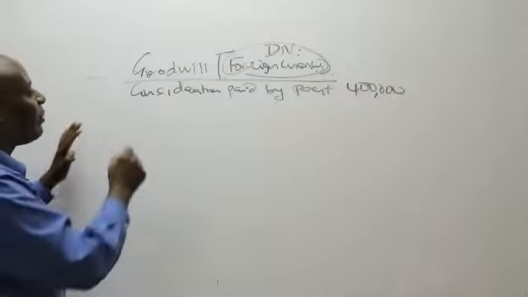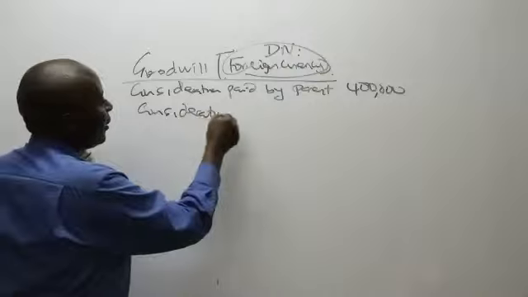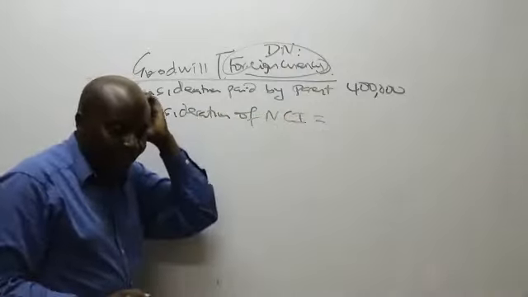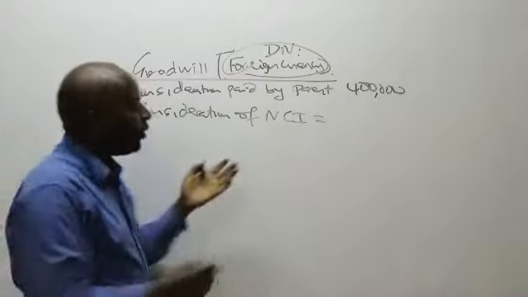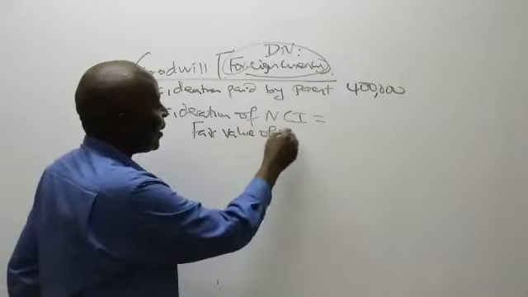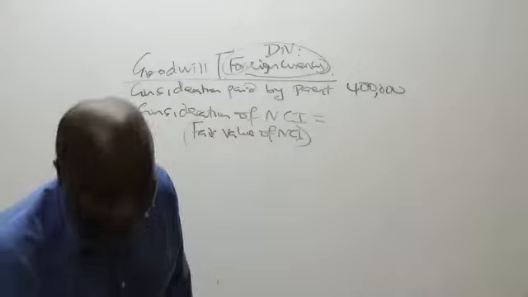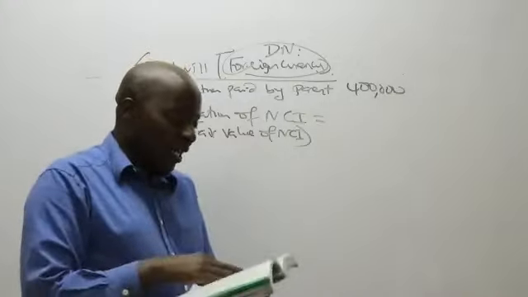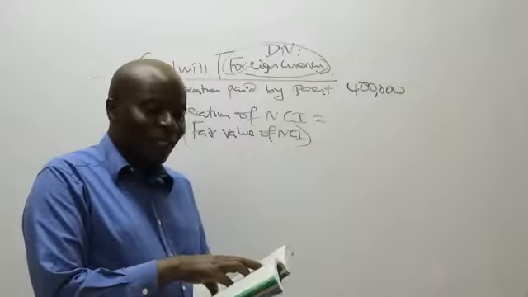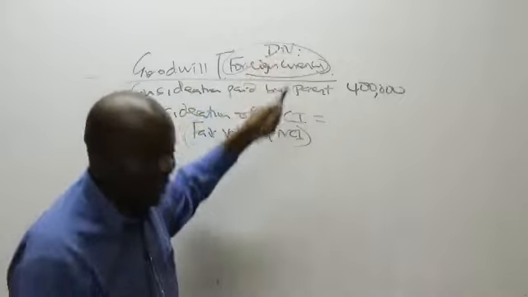Great. Now, ladies and gentlemen, after that, come and give us the consideration of the NCI. Are you able to remember the fair value of NCI? The 20%. These guys will give you the fair value of NCI. How much is the fair value of NCI? Same. 30,000. Unfortunately, it is in the form of DN.